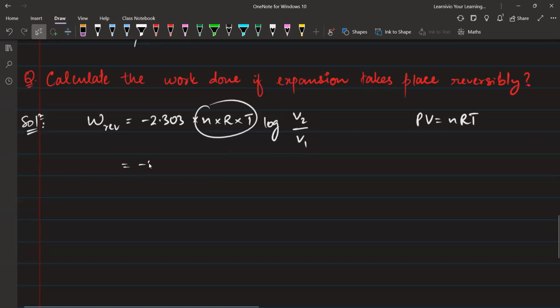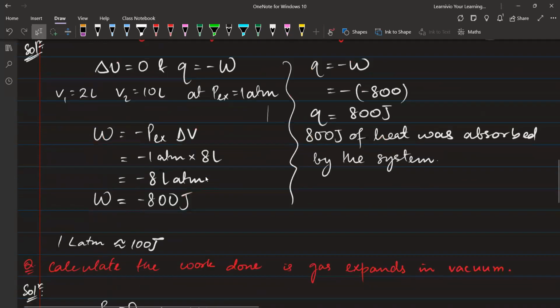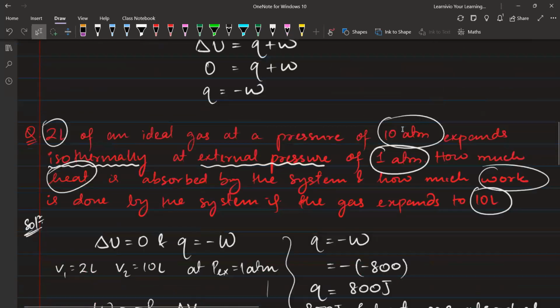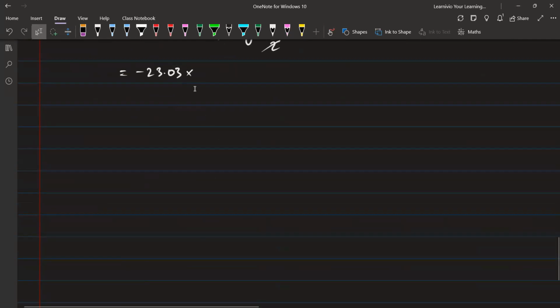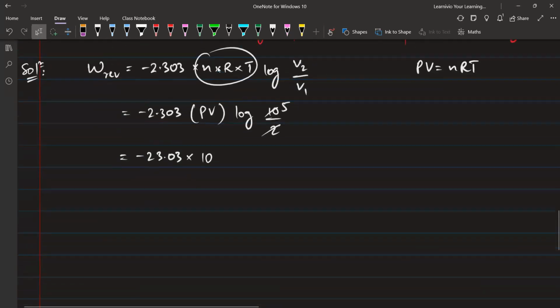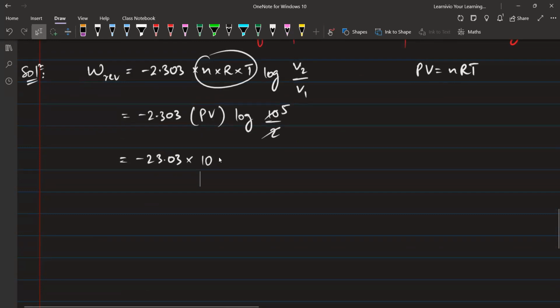Right, so I can write this as minus 2.303 into PV log of V final divided by V initial, which is 10 divided by 2, so 5. What is the pressure of the gas, not the external pressure? Pressure of the gas is 10 atm. It was 2 liters and 10 atm. And what is the volume? You have to take the volume as 2, the initial one. So 10 into 2 into log 5.